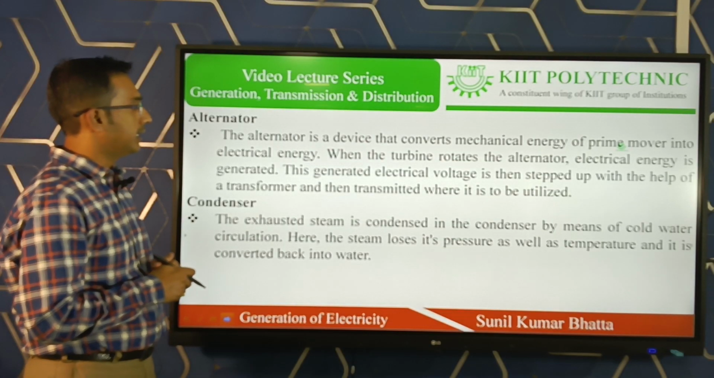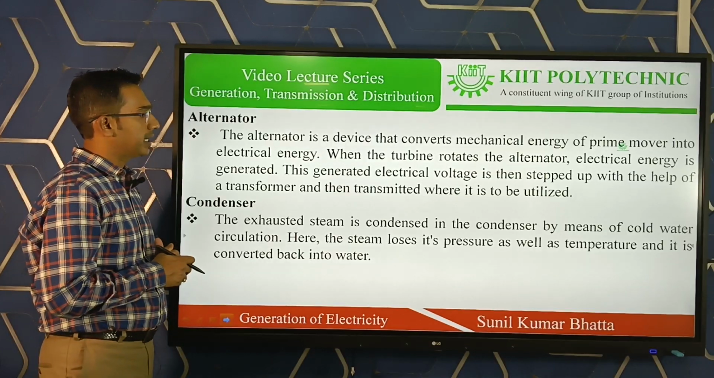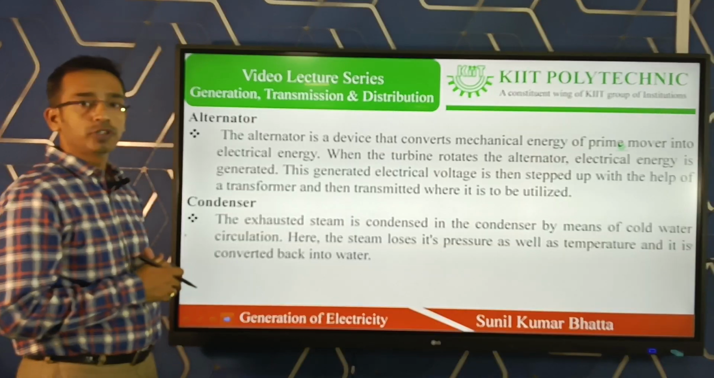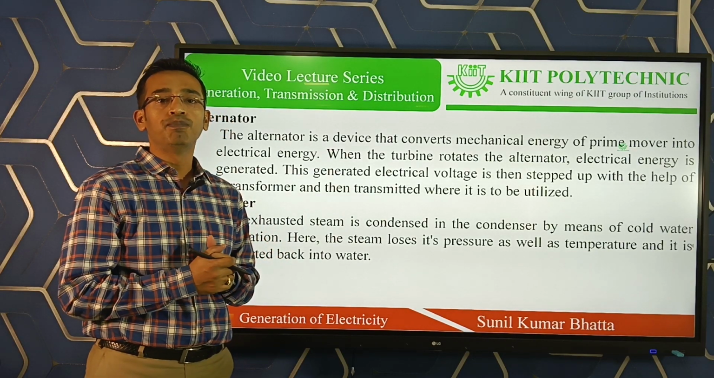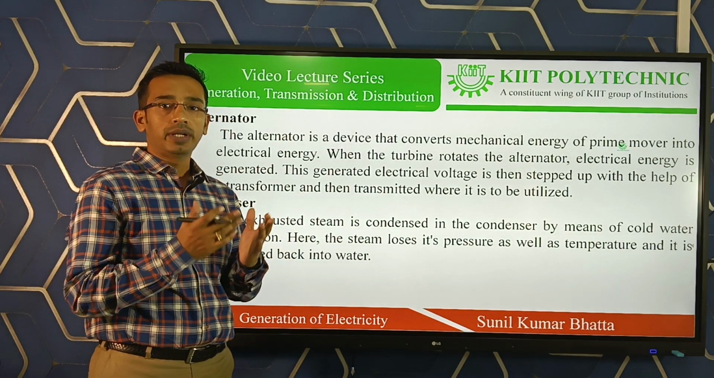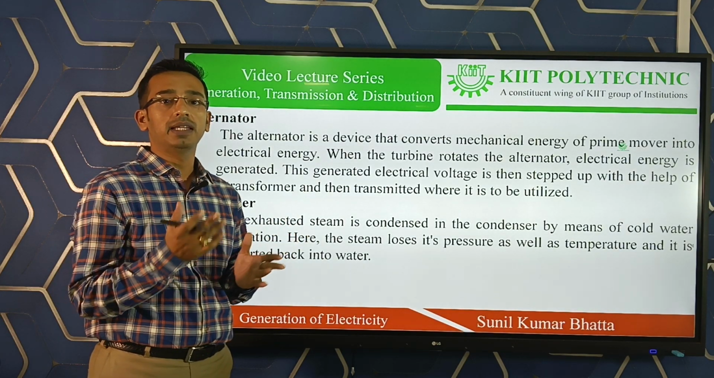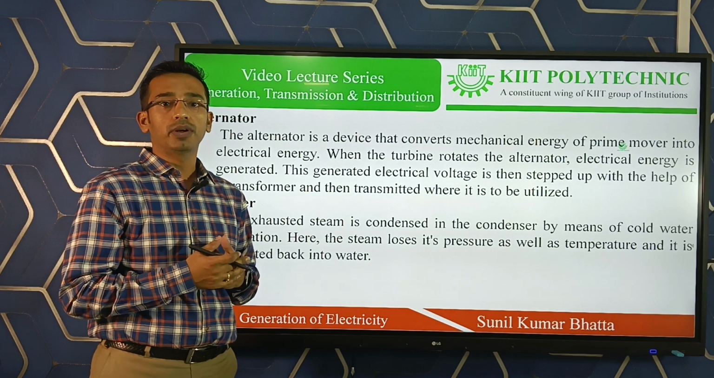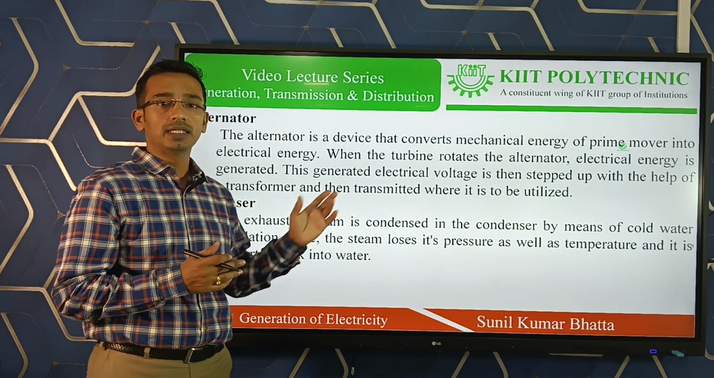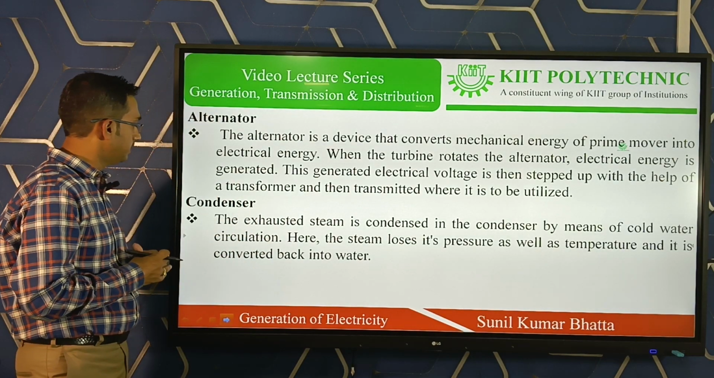The generated electrical voltage is then stepped up with the help of a transformer and transmitted to where it is to be utilized. The alternator produces electrical energy at a voltage of 11 kV. That 11 kV is stepped up to 132 kV for the transmission process. That is done by the transformer. These are the things that happen in the alternator.